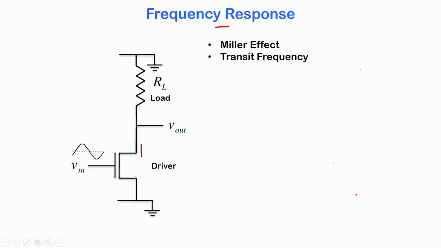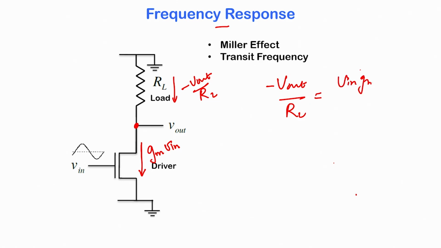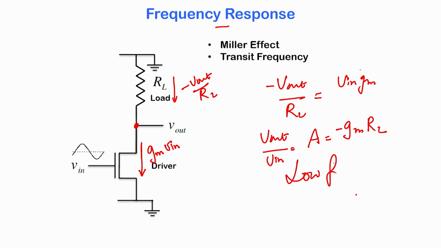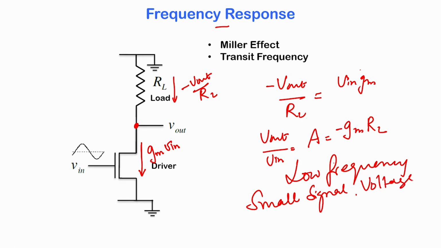We said that, so here let us ignore channel length modulation. You all know how to use channel length modulation. So, the current through this is Gm into Vin, and the current through that is minus Vout by RL, and therefore, by equating these two currents at this node, we have minus Vout by RL is equal to Vin into Gm, and therefore, Vout by Vin is equal to the gain and is equal to minus Gm into RL, and this gain is the low frequency small signal voltage gain of the amplifier.